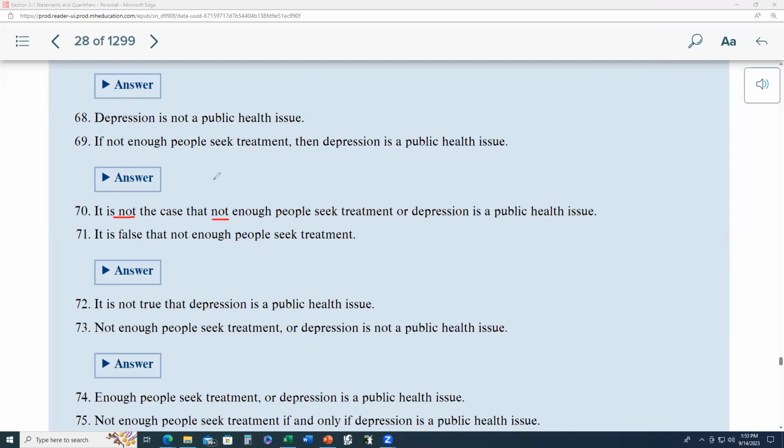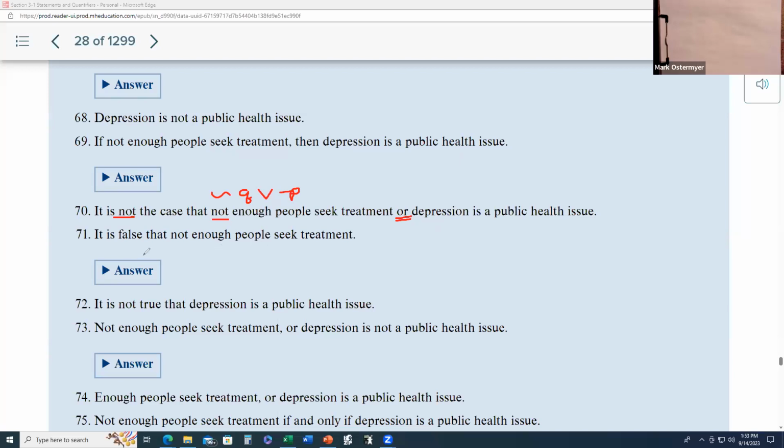Yes. So the negation of Q would be this. What symbol do I put in here for or? The B, yeah, this guy. Or depression is a public health issue. Or what? P, correct? That seems like that would be that one there, number 70.